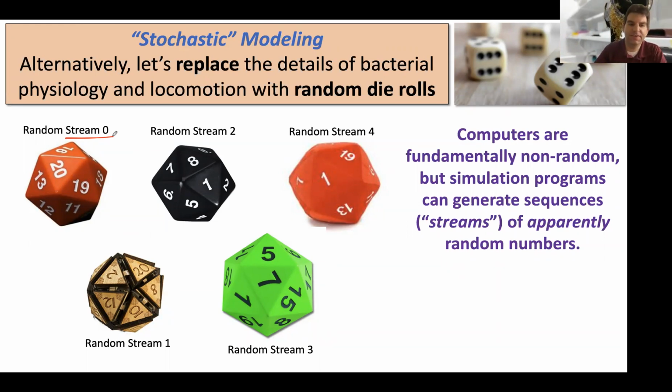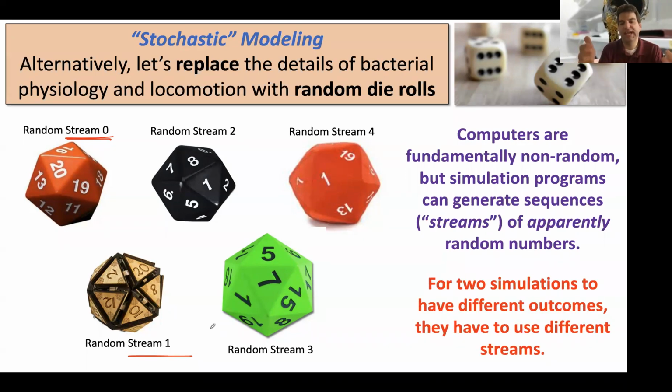And so these are effectively defining patterns. The pattern from stream 0 is different than the pattern from stream 1, and so on. But if you were to reset stream 0 and call it up again, you get the same pattern over and over again. So in order for two simulations to have different outcomes, so you stop VinSim and you rerun it, you would need to have VinSim use a different random number stream or start in a different place in the current random number stream.